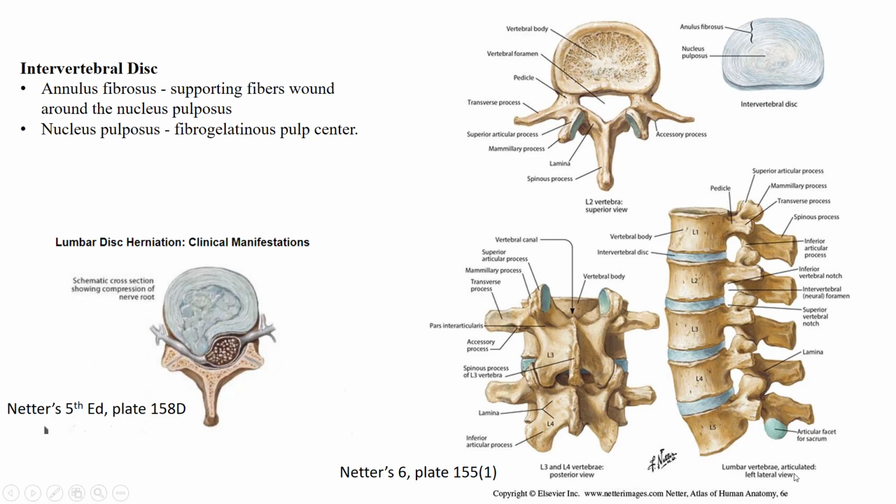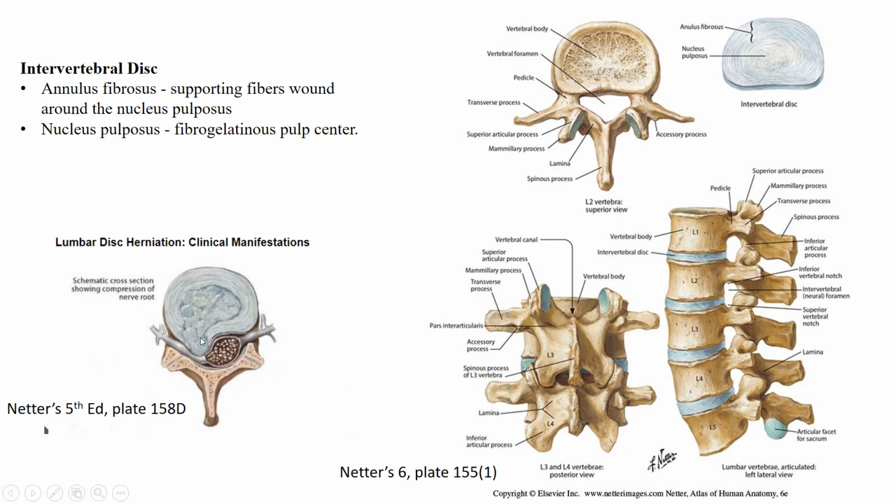And we covered this in an earlier slide, but the intervertebral disc contains the annulus fibrosus, which is the supporting fibers around the outside of the disc, and then the nucleus pulposus is the gelatinous pulp center. And when it herniates, you can take a look at that image here. When it herniates, sometimes that nucleus pulposus kind of squirts out in between the annulus fibrosus fibers. And you can see how that can put pressure on the nerve root.